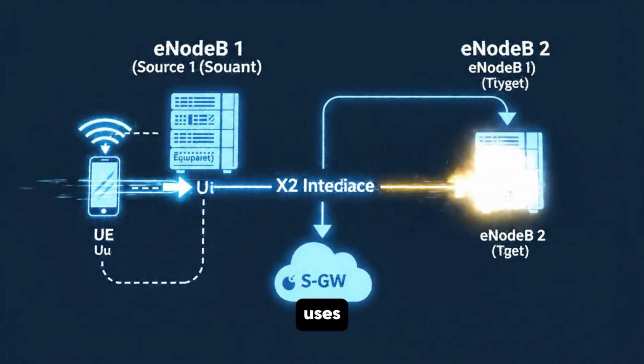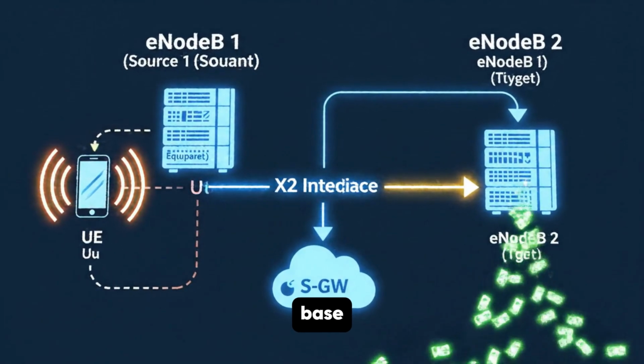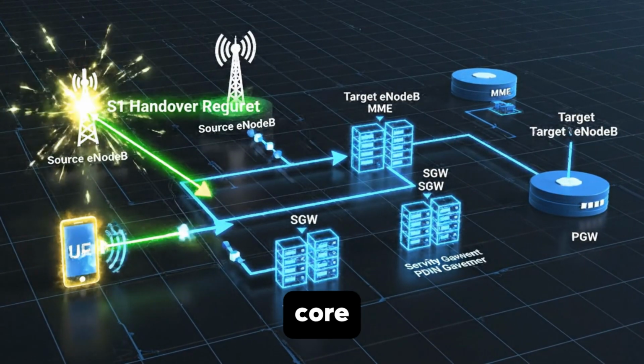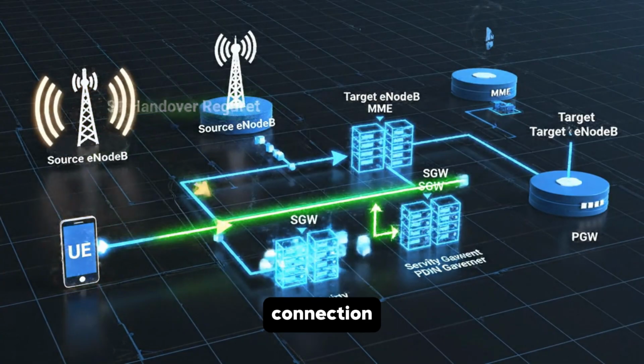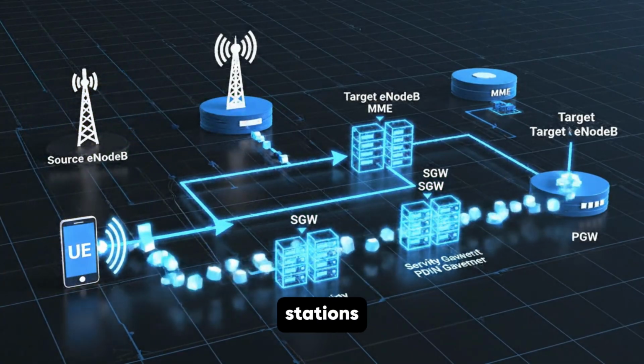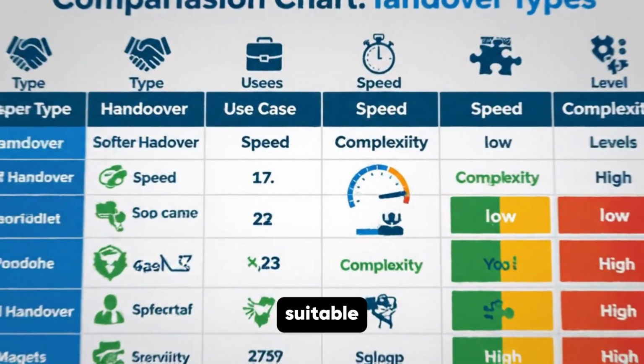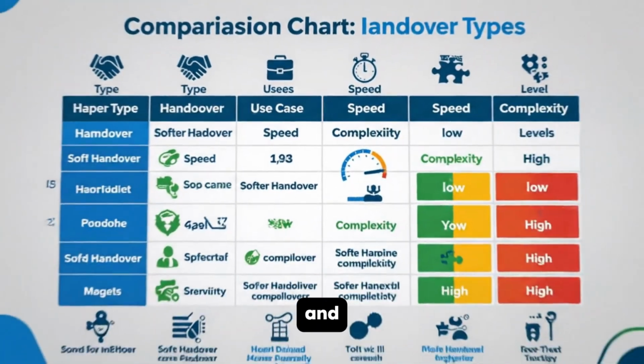X2 handover uses direct connection between base stations, providing faster handover with minimal interruption, as opposed to S1 handover, which routes through the core network when direct connection isn't available between base stations. Each handover type has specific advantages, making them suitable for different network scenarios and requirements.